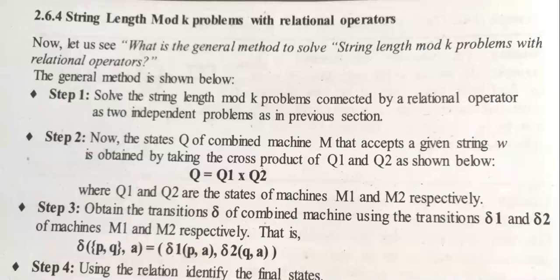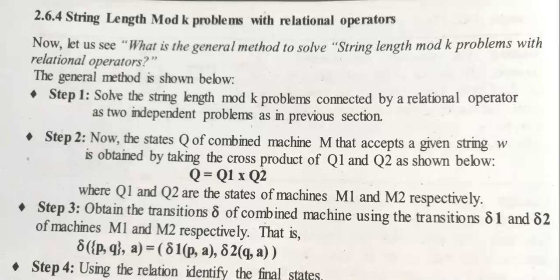Now we'll see how we can combine them. The state Q of the combined machine M that accepts a given string W is obtained by taking a cross product of Q1 and Q2 as shown below. What we need to do is cross multiply the states of machine number 1 with the states of machine number 2. Whatever states we generate, the combination of Q1 and Q2, that pair we call the combined version of Q. Clear? Where Q1 and Q2 are the states of machines M1 and M2 respectively.